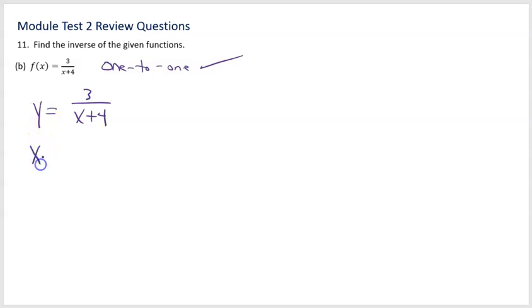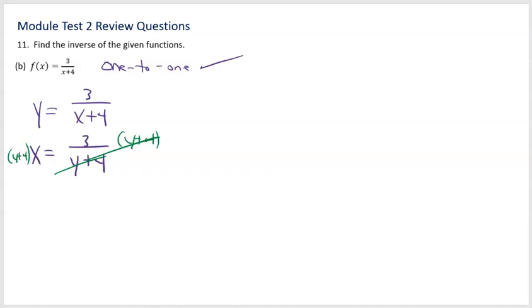So y turns into x, and this x right here turns into y. Then you have algebra. Next we want to solve for y. Listen, I can't solve for y if it's in a denominator. So what I need to do is multiply both sides of this equation by y plus 4 to get the y plus 4 out of the denominator.